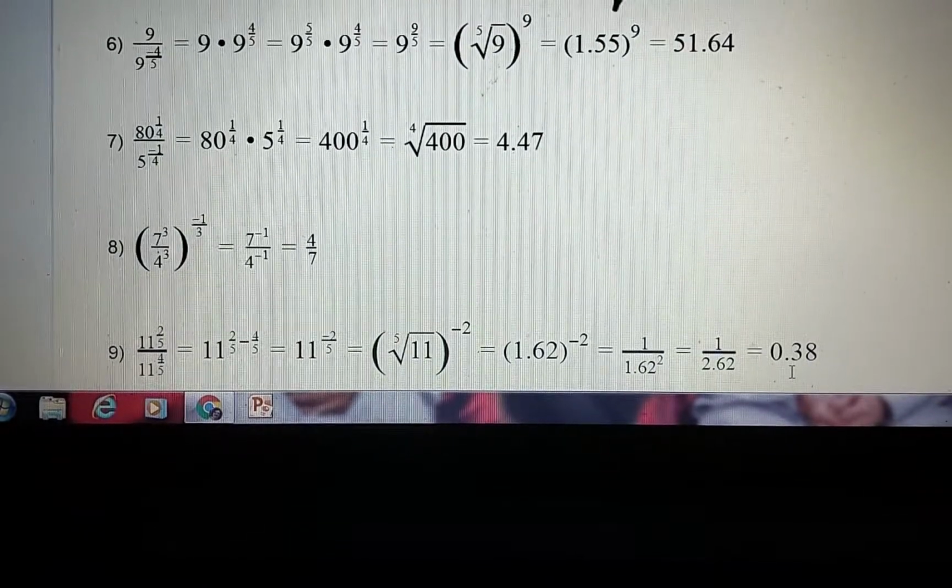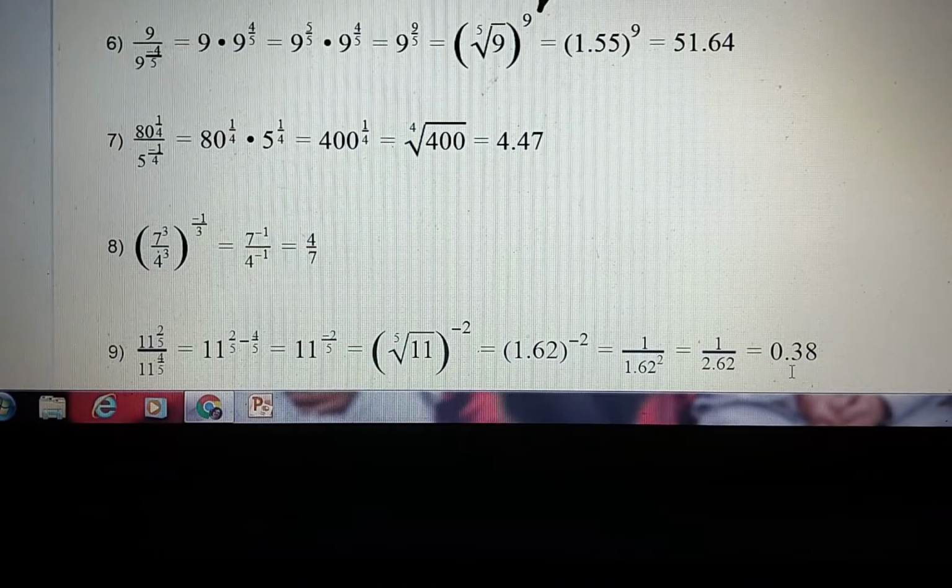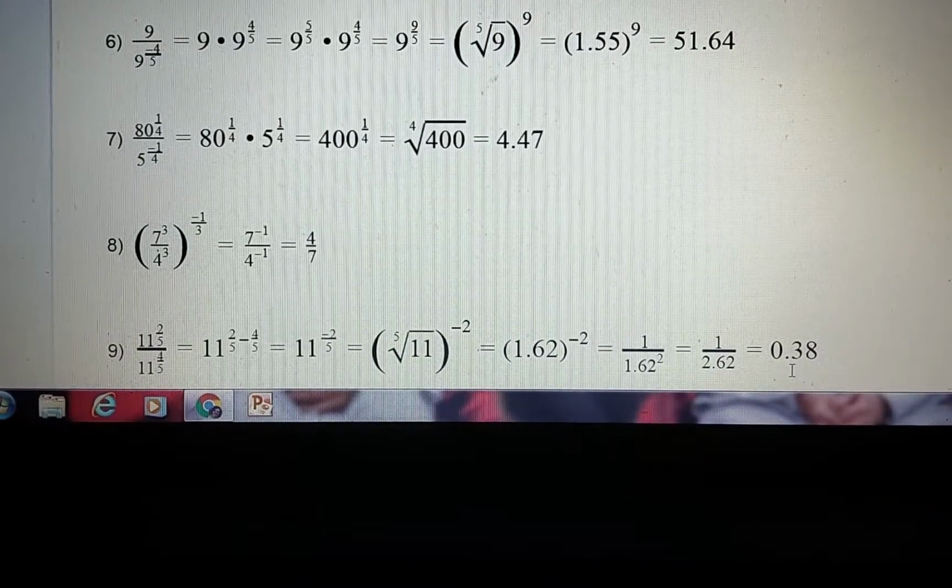Find the 5th root of 9 is 1.55. Bring the 9th power over. 1.55 to the 9th is 51.64.